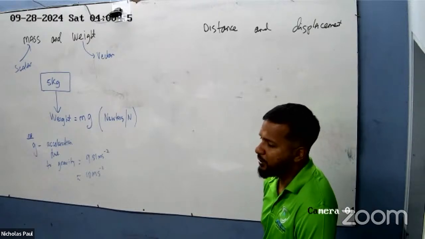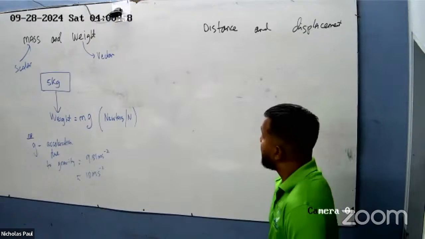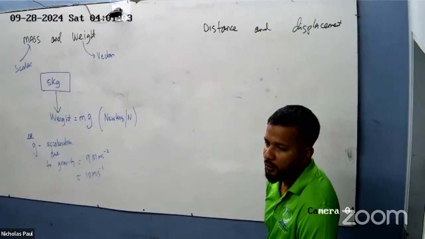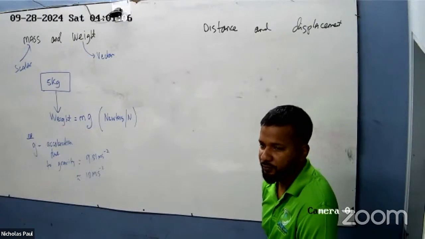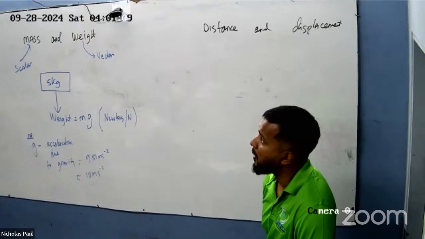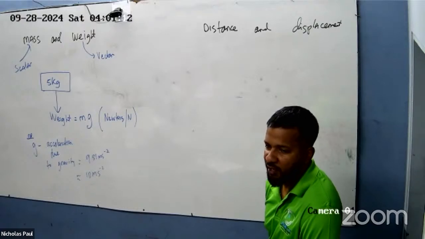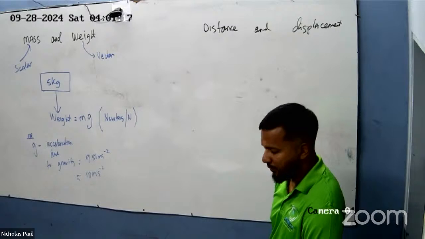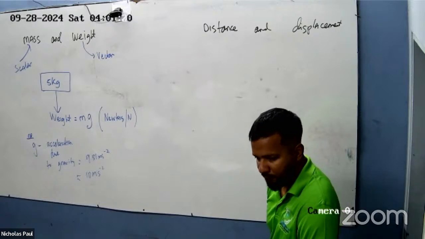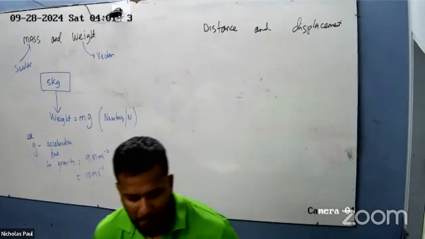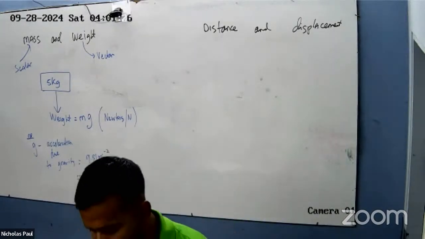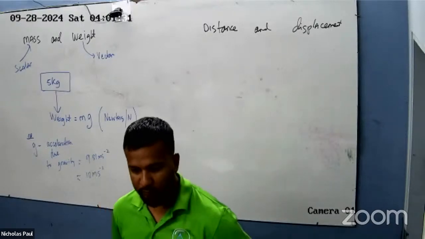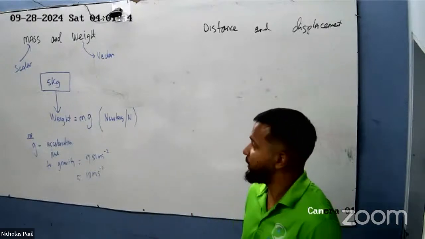The mass of an object remains constant regardless of its position in the universe. Right? So your mass will always stay the same. But weight, on the other hand, will change. Full stop.